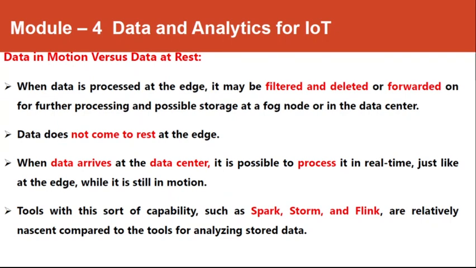When data arrives at the data center, it is possible to process it in real time just like at the edge, while it is still in motion. So you can process the data either when it is in motion, using fog or edge computing, or at the data center when the data is at rest. Tools with this sort of capability, such as Spark, Storm, and Flink, are relatively nascent compared to the tools for analyzing stored data.